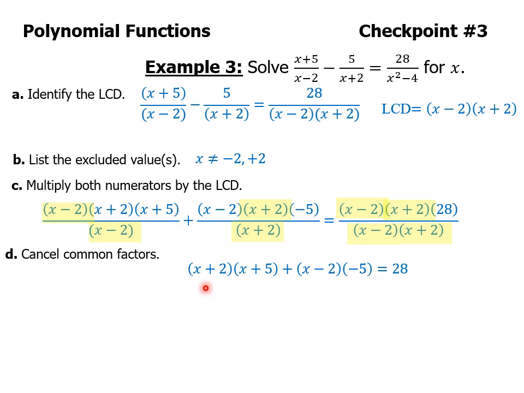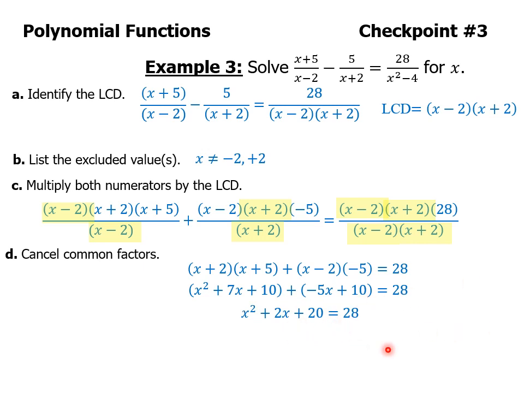Now I need to start multiplying. This just simplifies to, let's see, x times x is x squared. X times 5 is 5x, 2 times x is 2x. I can combine those to 7x. 2 times 5 is 10. X times negative 5 is negative 5x. Negative 2 times negative 5 is positive 10. And now I can kind of combine those. I got an x squared. I got 7x minus 5x. That's going to be 2x. 10 plus 10 is 20.